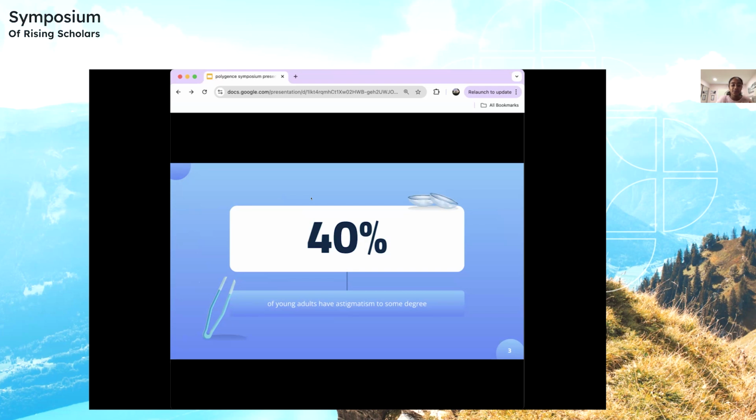So starting off, and to highlight how widespread astigmatism is, did you guys know that over 40% of young adults around the world have astigmatism to some degree? As someone with astigmatism myself, I was surprised and maybe a little relieved to learn that so many people share this condition. But it also emphasizes how much more research is needed to understand the origins of astigmatism and possible treatment options beyond what we already have.